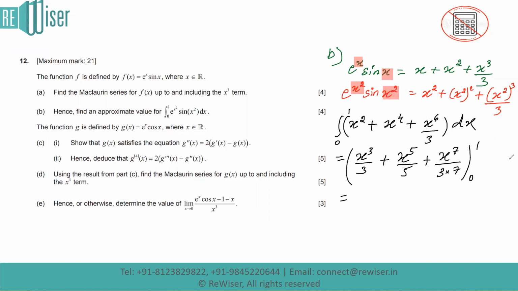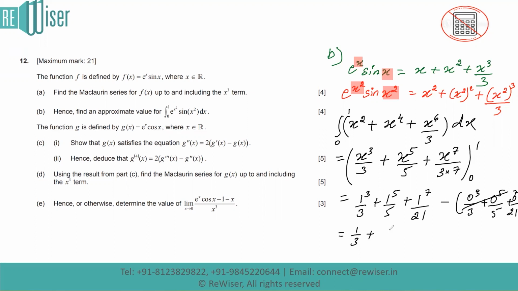Now when we apply the limits, when I apply the upper limit, it's 1 cubed by 3 plus 1 to the power of 5 by 5 plus 1 to the power of 7 over 21. Then minus, when you apply the lower limit, every part will become 0. So 0 cubed by 3 plus 0 to the power of 5 by 5 plus 0 to the power of 7 over 21. So this entire thing will become 0. It's just going to be 1 by 3 plus 1 by 5 plus 1 by 21.